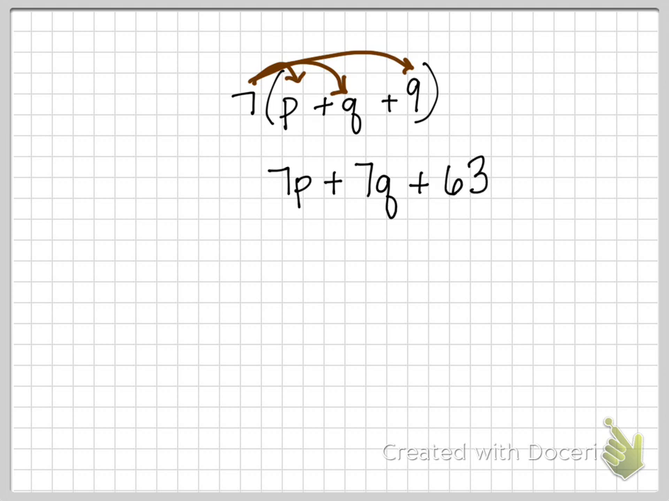Can I combine any of those terms? No. They're all different variables. p, we can't combine that with q because they're different letters. And 63 is a constant. So, how many terms do I have in my answer? 3 terms. That's okay. Okay?